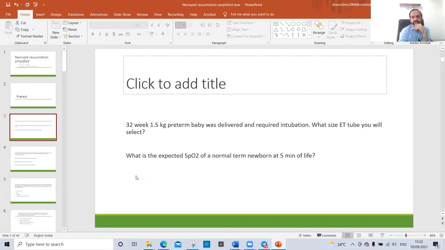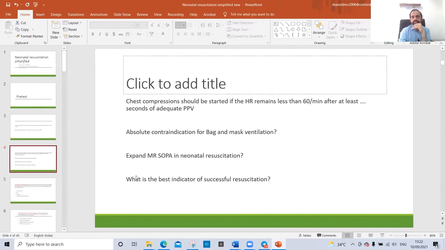What is the expected saturation of a normally born term baby at 5 minutes of life? Also, in the first 10 minutes, saturation improves. I will come to that as well. Chest compression should be started if the heart rate remains less than 60 per minute after at least how many seconds of adequate positive pressure ventilation? And contraindication for bag-mask ventilation in a newborn, expand MR-SOPA. MR-SOPA is mentioned in NRP, but not in PALS or anything. And what is the best indicator of successful resuscitation?